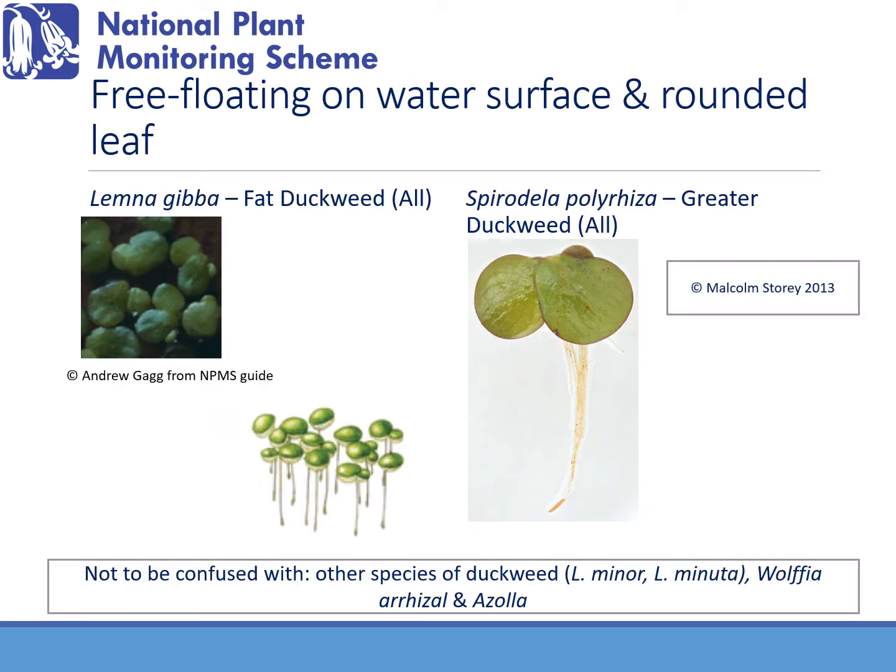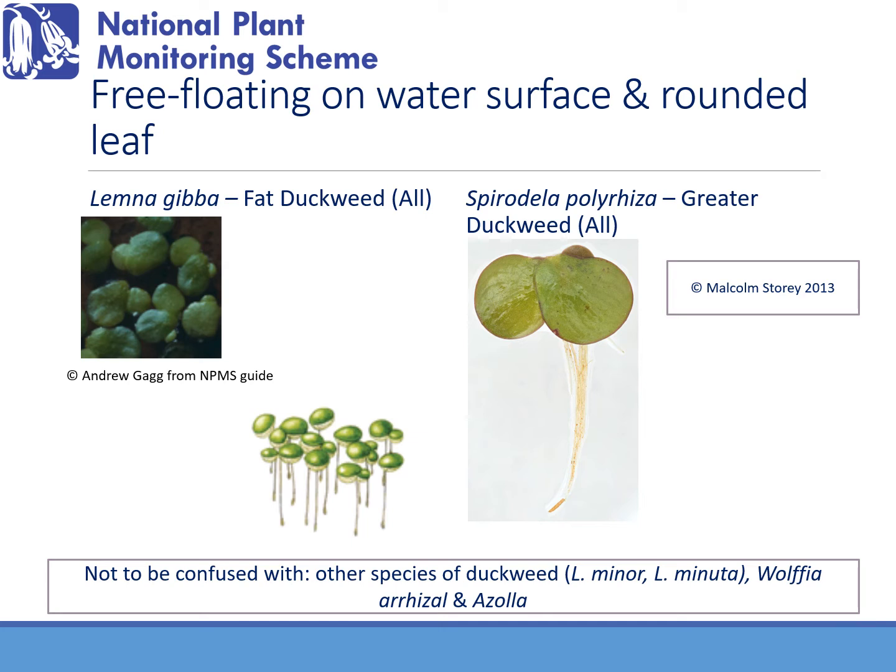So looking at those plants which are free floating on the water surface and which have a rounded leaf outline, we've got different species of duckweed. On the left we have Lemna gibba, fat duckweed, and on the right we have Spirodela polyrhiza, greater duckweed.